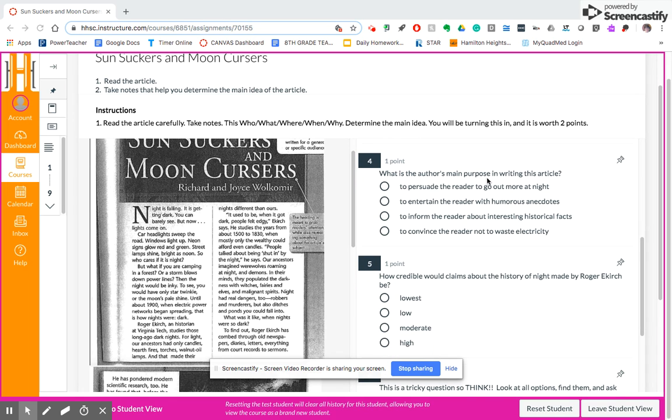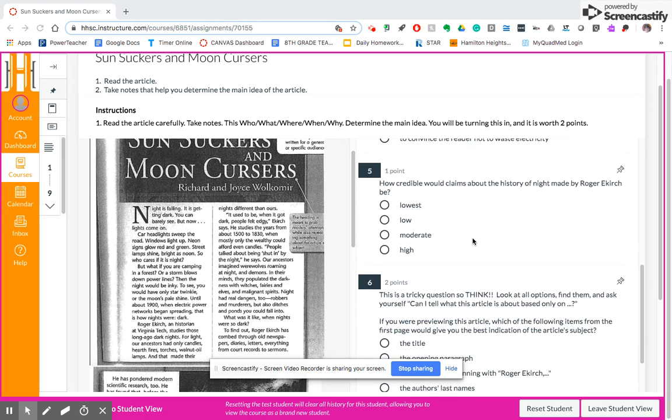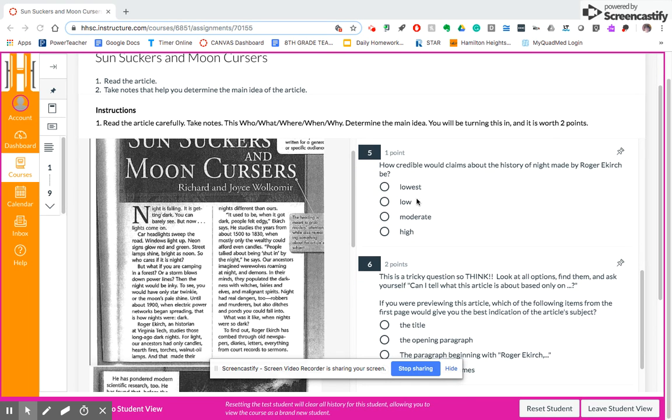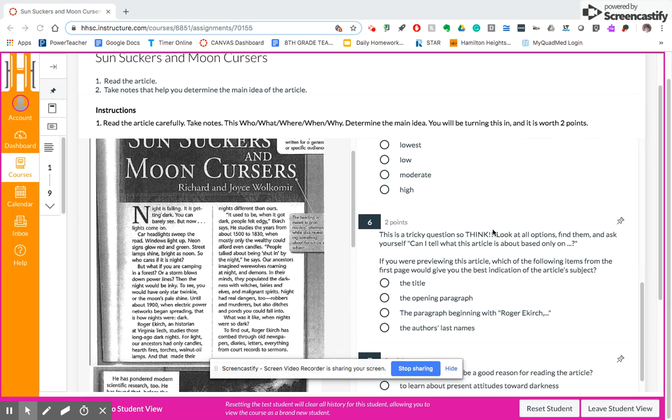This is the author's main purpose. So what do you think the main purpose is? Ask yourself, like, look at each individual one of these. Find evidence. If you can't find evidence, then it's not the right answer. And then think about how we have been looking at credibility of sources. See, what would you consider him to be?